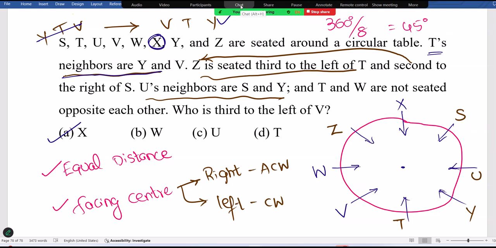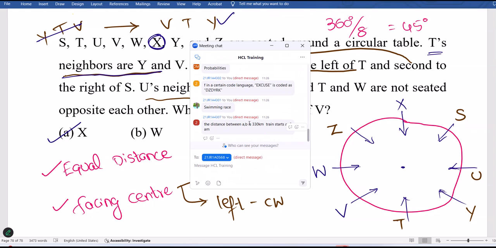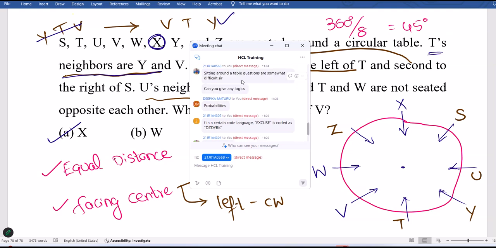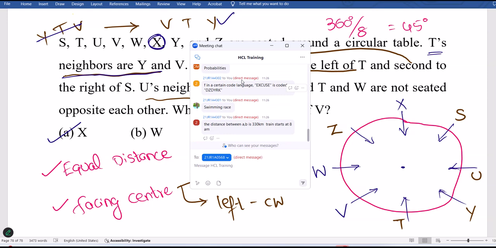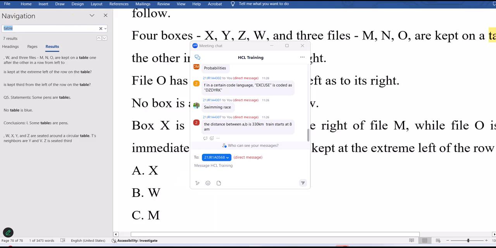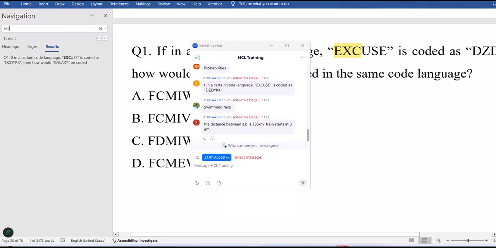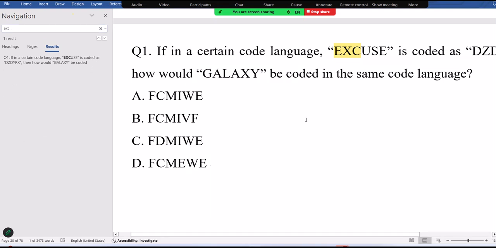Now some other questions also, if you want. We'll have a discussion. The distance between A and B is 330 km, that one fine. The swimming race we just discussed. The excuse question, a probability related question, yeah, fine. We'll have a discussion. We can discuss more and more of this type of questions, so we'll have a discussion for sure. Don't worry. First, let me go for this excuse related question.